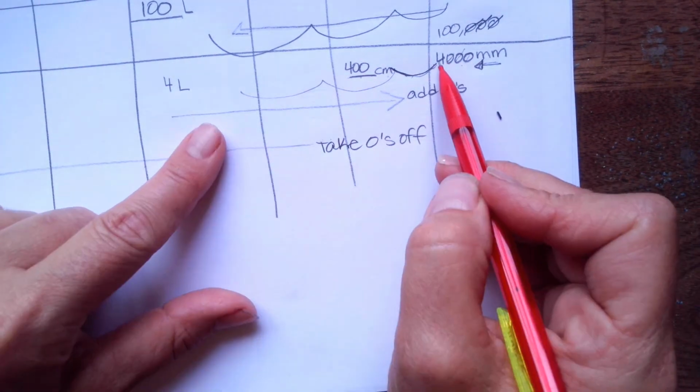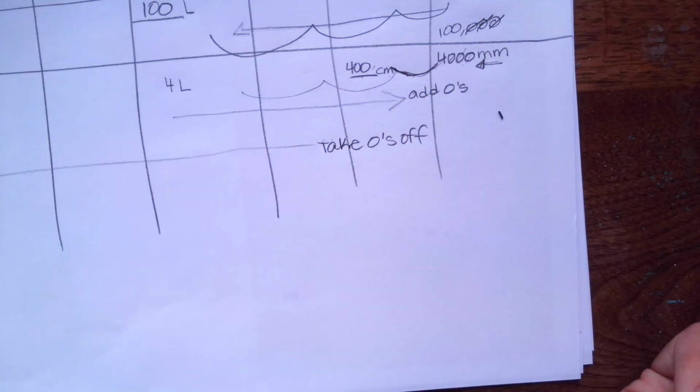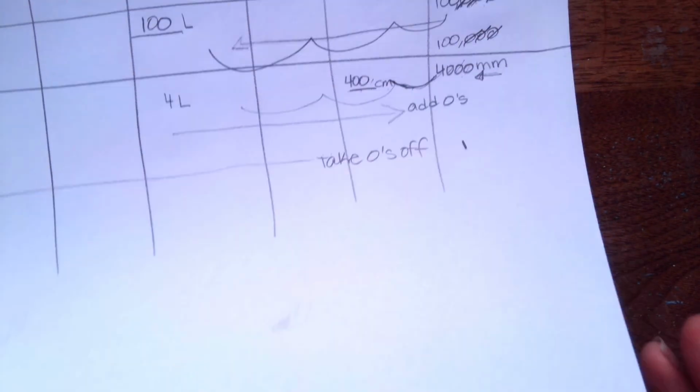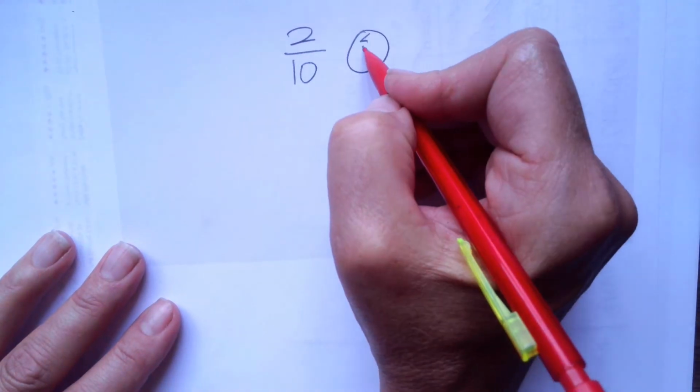But I was only going one jump, so I only take 1 0 off. Does that kind of make sense a little bit? Okay.